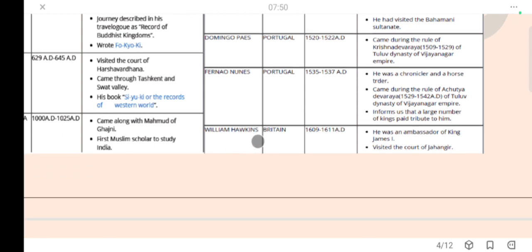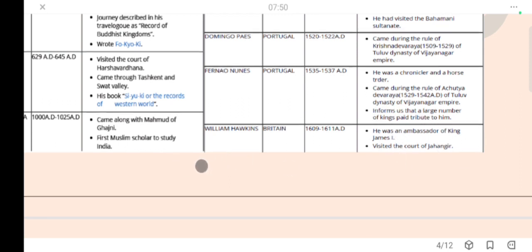Okay. So William Hawkins, a very important person, came from Britain. He was an ambassador of King James I and visited the court of Jahangir. Okay. So the next part is a very important part.